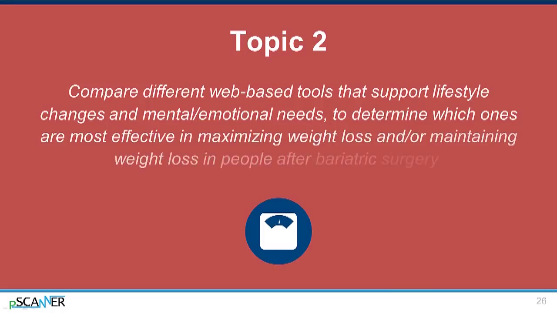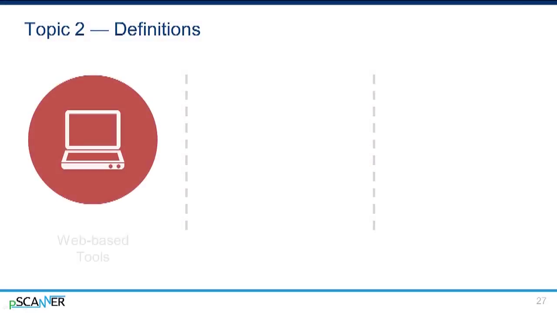Topic 2. Compare different web-based tools that support lifestyle changes and mental-emotional needs to determine which ones are most effective in maximizing weight loss and/or maintaining weight loss in people after bariatric surgery. Web-based tools are usually software applications that rely on internet connections, such as mobile applications you might use on a smartphone or tablet, or software on your computer.